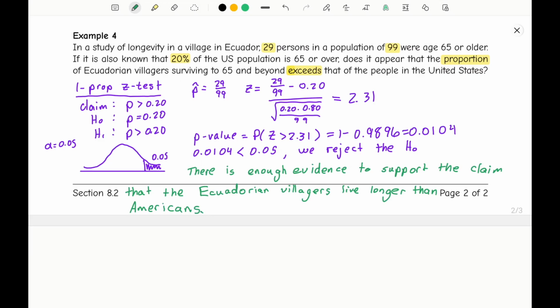Or you could have said, there's enough evidence to support the claim that the proportion of Ecuadorian villagers surviving to 65 and beyond exceeds that of the people in the United States. Means the same thing. And that's it for example 4 of section 8.2.